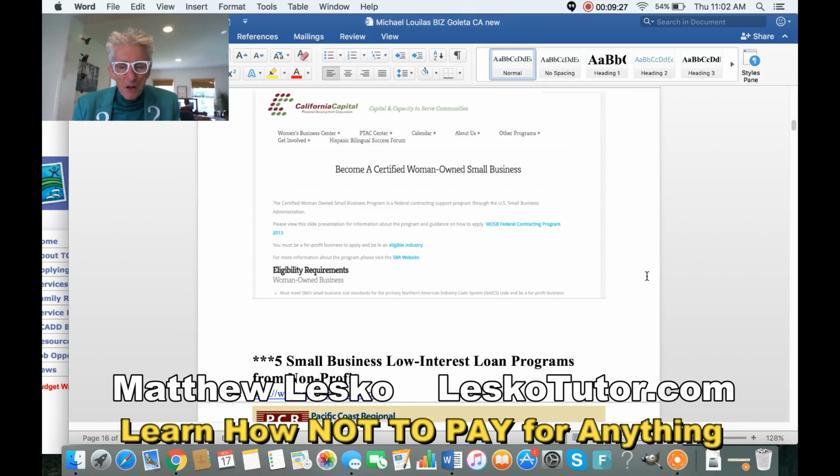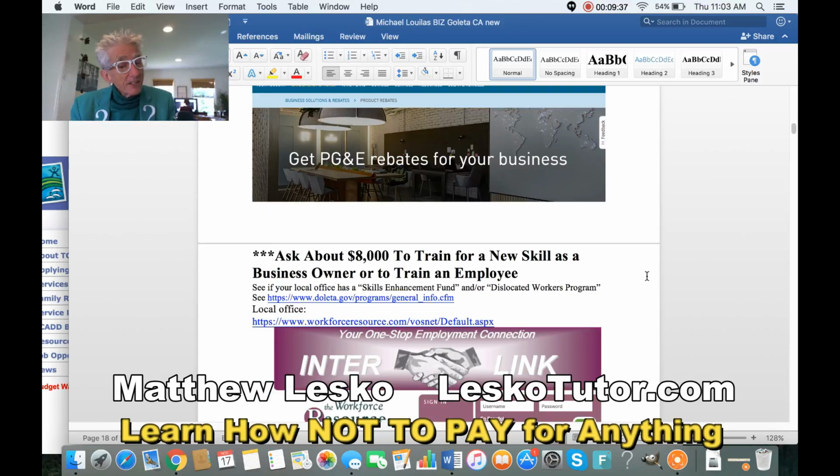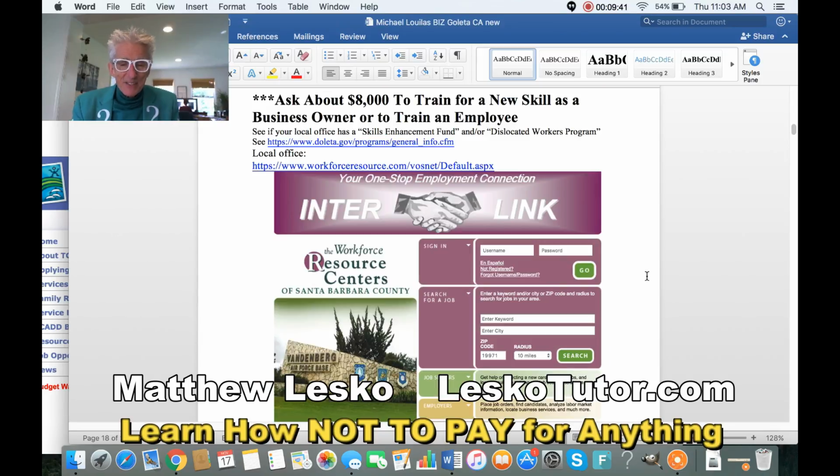Okay, 5 small business low interest loan programs from a nonprofit. That's 5 places right there for you to apply for money. Rebates if you buy certain equipment from PG&E out there. That's interesting. Now here's a grant program, $8,000 for you to train in something.